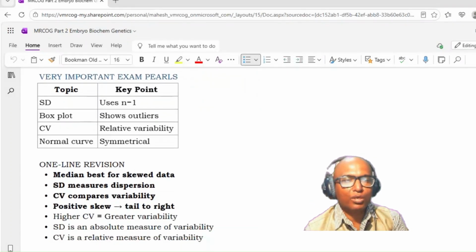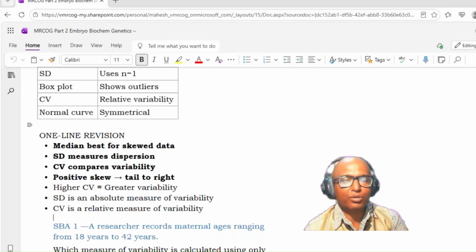So just final revision. Median is best for skewed data. SD measures dispersion. Coefficient of variation compares variability. If you have positively skewed data, it will have a tail to the right. If you have a higher CV, coefficient of variation, that means there is greater variability. Standard deviation is an absolute measure of variability, while coefficient of variation is a relative measure of variability. So that is today's topic of measures of variability.